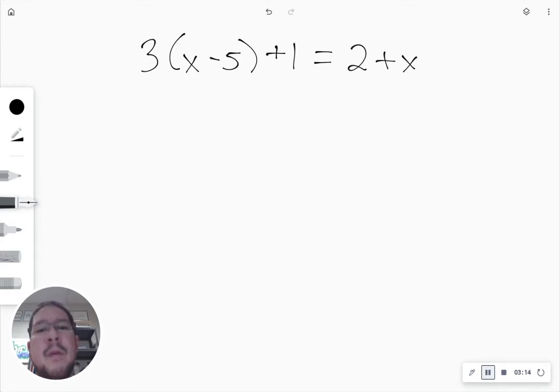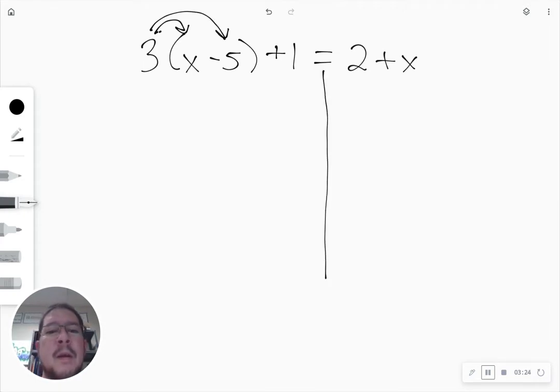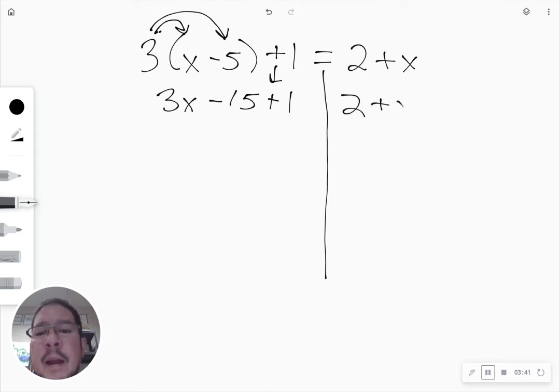Well, again, we think about PEMDAS. The first thing we want to do is use the distributive property. I need to take 3 times x and 3 times negative 5 and get rid of those parentheses. Again, we're going to do one step at a time. 3 times x gives me 3x. 3 times negative 5 gives me negative 15. I didn't do anything with this plus 1, so I'm going to bring it down. I also didn't do anything with the right side of this equation, so I'm just going to rewrite it.